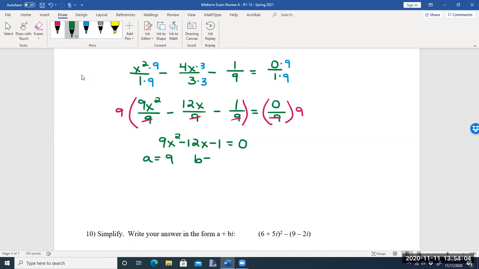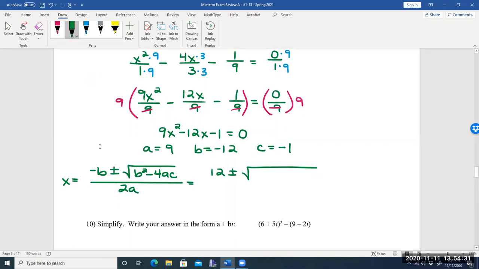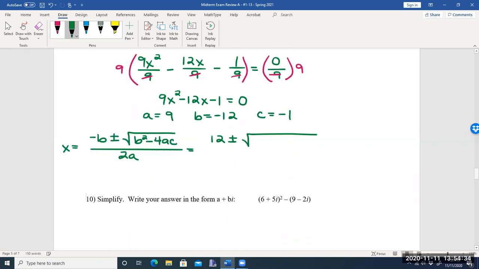So I'm going to let A be 9, B is negative 12, and C is negative 1. And my quadratic formula is negative B plus or minus the square root of B squared minus 4AC all over 2A. So in front of the plus or minus is negative B. Since B is already negative, I'm going to make it a positive 12.